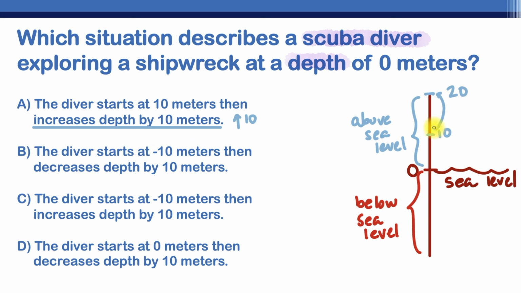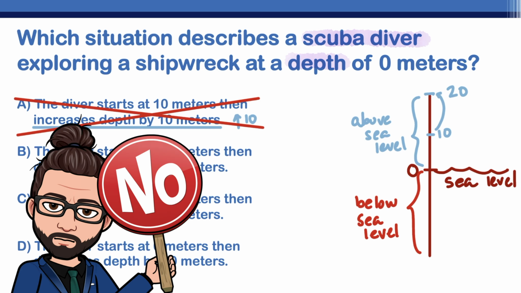Now let's think about this for a second. If we're saying that the diver is going up 10, first of all, if the diver is 10 meters above sea level, that diver's in the air. Then he's going 10 meters further up. That means he's flying. And there's no way that a scuba diver, maybe a hang glider, but not a scuba diver, is up 20 meters in the air. So choice A is definitely a no.